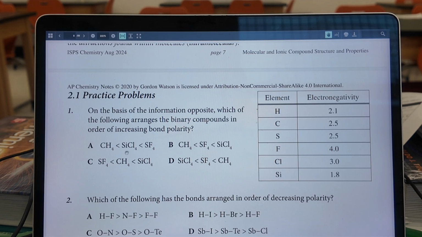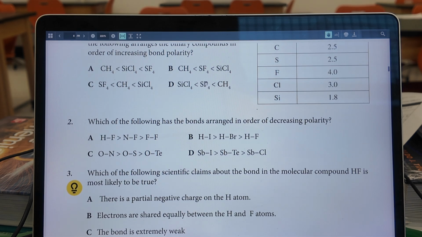The difference between silicon and chlorine is about 1.2, which is bigger than 0.4. And then the difference between sulfur and fluorine, sulfur is 2.5 and fluorine is 4.0, is 1.5. So interestingly enough, A fits. It's 0.4, and then 1.2 and then 1.5, and this is the less than sign, so that is true. 0.4 is less than 1.2 is less than 1.5. So A would be the right answer for question number 1. So it's really simple, just finding the difference in the electronegativity.